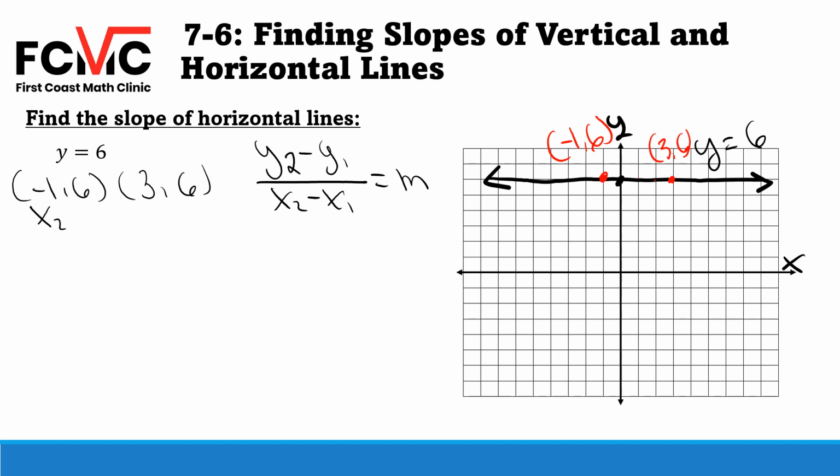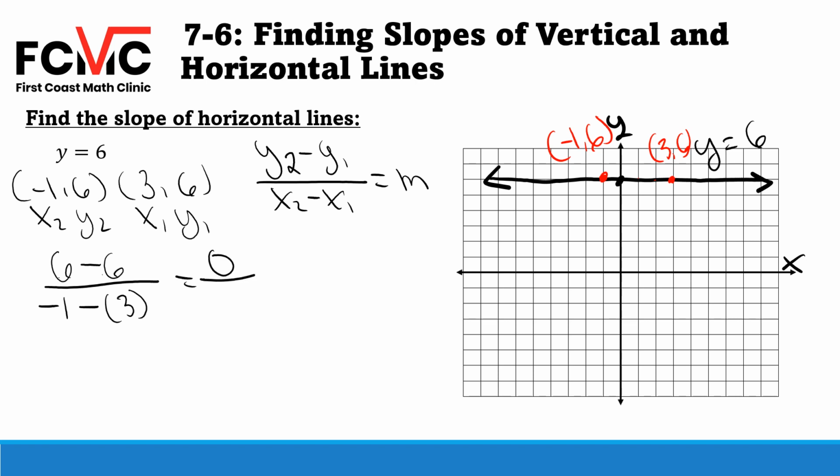So I'm going to choose -1 and 6 as x2, y2, and 3, 6 as x1, y1. So let's do our subtraction. 6 minus 6, y2 minus y1, over x2 minus x1. 6 minus 6 is 0. -1 minus 3, use our subtraction rule, keep, change, change. So we get -4 in our denominator.